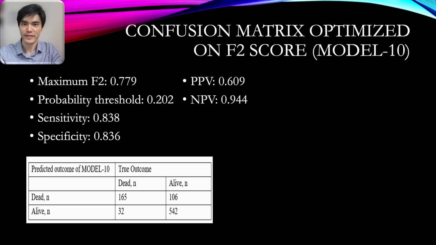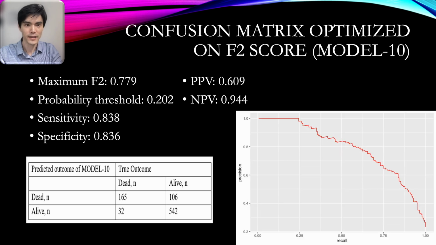And then we remade the confusion matrix using model 10. And here are the outputs: sensitivity, specificity, positive predictive value, and negative predictive value. And these values were generated based on optimizing the threshold by maximizing the F2 score. And that is what this dot is telling us. This is where F2 was maximized. And if you want to learn more about the F2 score itself, please look at the previous video.